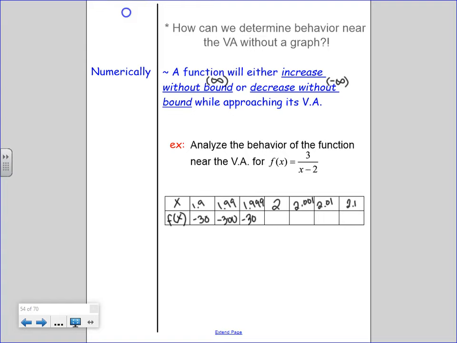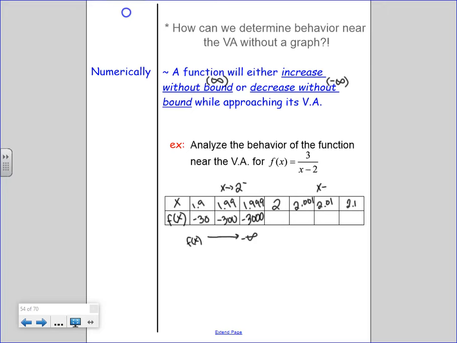Oh my goodness. What seems to be happening as you come from the left? It's approaching, oh, yeah, negative infinity, right? It's decreasing without bounds. So I can say coming from the left, f of x sure seems to be approaching negative infinity, right? And this is technically as x approaches 2 from below. I'm just showing a quick summary.